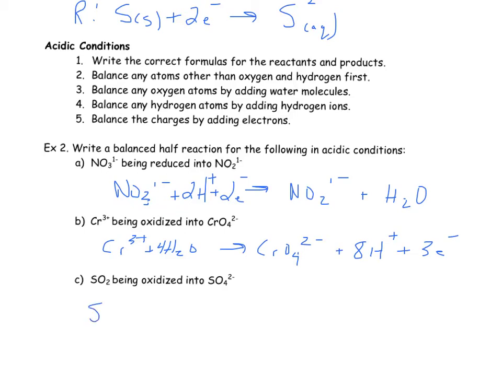For C, my sulfurs are already balanced. In order to balance the O's, I need to add 2 waters onto the left side. To balance the H's, I need 4 H's on the right side. To balance the charges, I will also need 2 electrons on the right side. That gives me a net charge of 0 on each side.